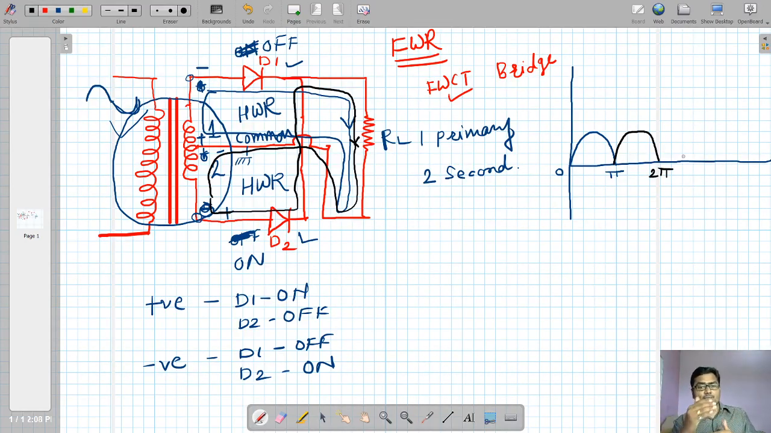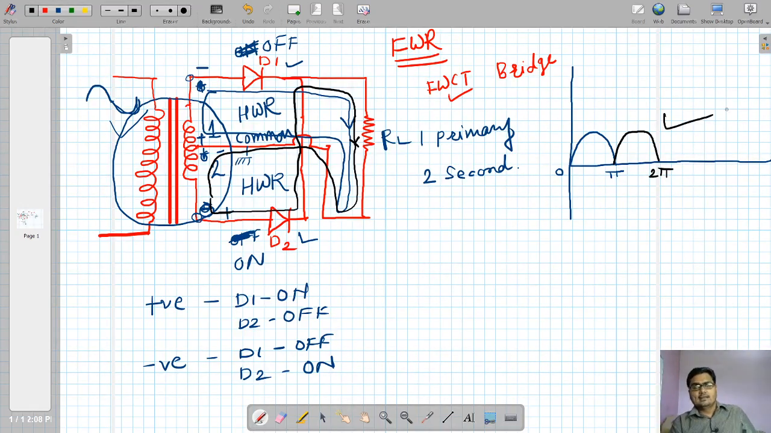But the way to produce the output is different. Why? Because during the positive half cycle, diode D1 conducts, whereas D2 does not. In the negative half cycle, D2 conducts, D1 does not. This is how, alternately during the positive and negative half cycle, the two diodes D1 and D2 conduct alternately and produce the output voltage, which is this.